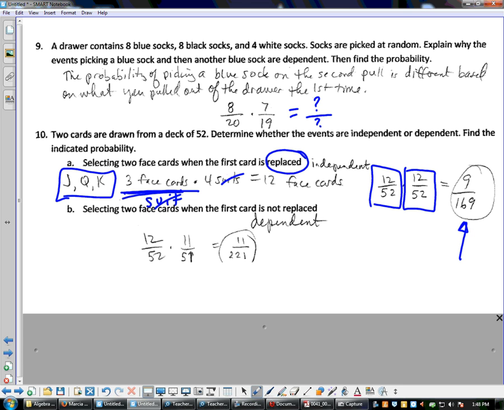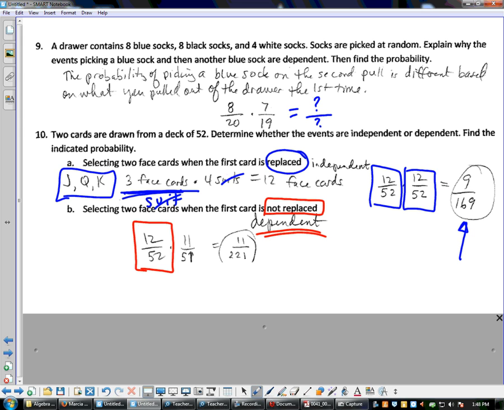What if we're going to select 2 face cards when the first card is not replaced? Well, if it's not replaced, then that means this is a dependent situation because your second draw of a card is dependent on what you drew the first time around. So the first time we draw, well, our probability of getting a face card is still 12 over 52.